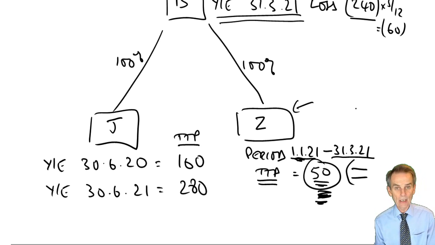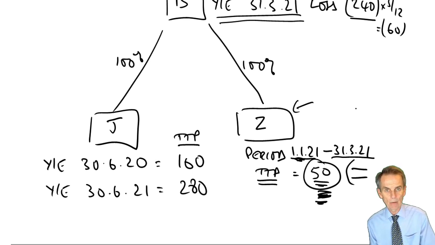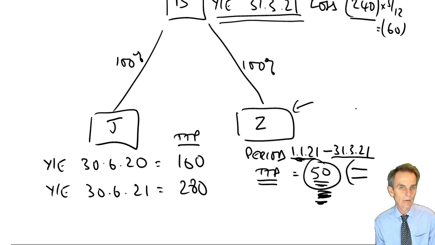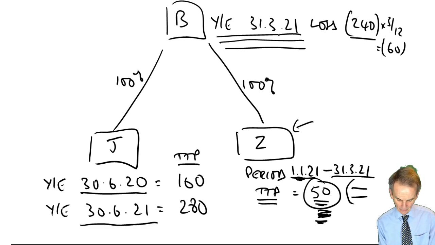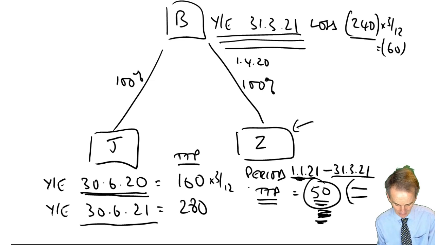J has traded throughout the loss-making period of Beyonce, but has 2 of its own accounting periods of profit that span that loss-making period of the year ended March 21. Firstly, J's year ended June 20, and then the year ended June 21. Beyonce's year of the 31st of March 21 began on the 1st of April 20. Therefore, for the year ended 30th of June 20, we've got 3 months worth of that profit period corresponds with 3 months worth of the loss-making period.